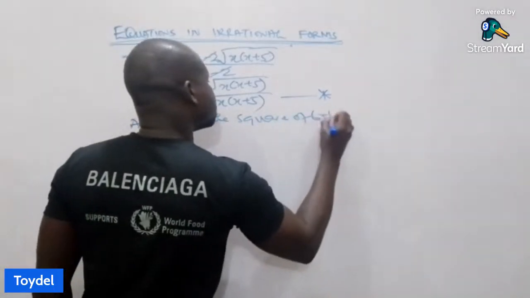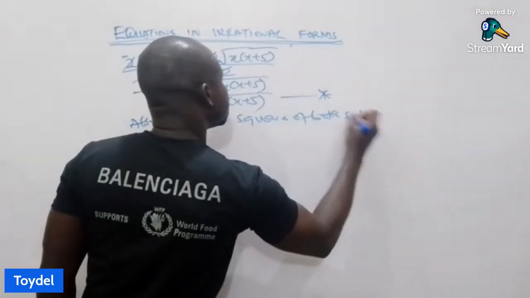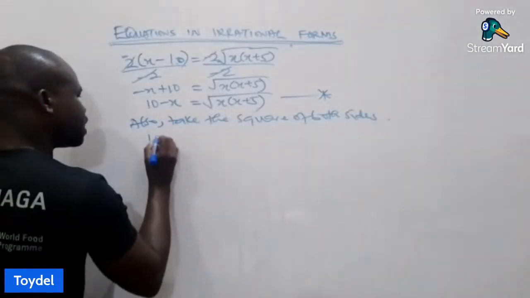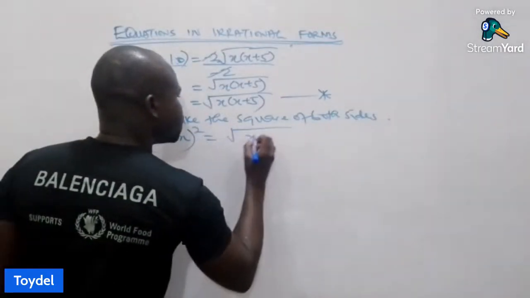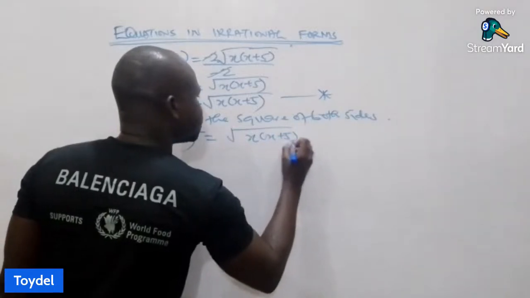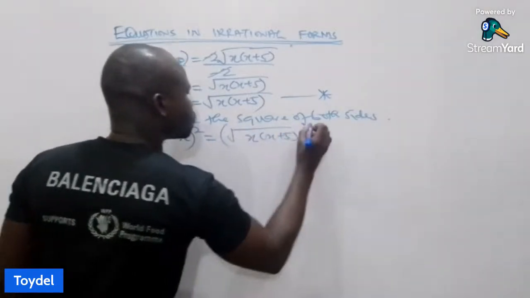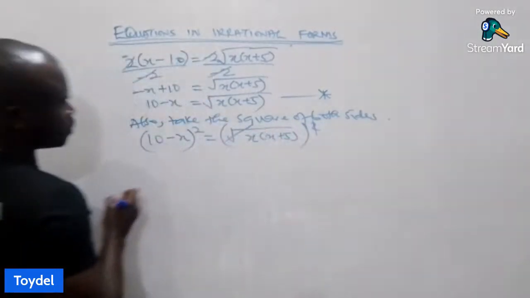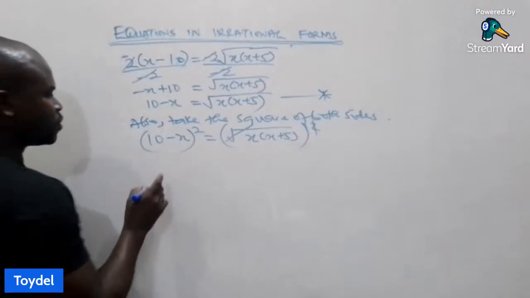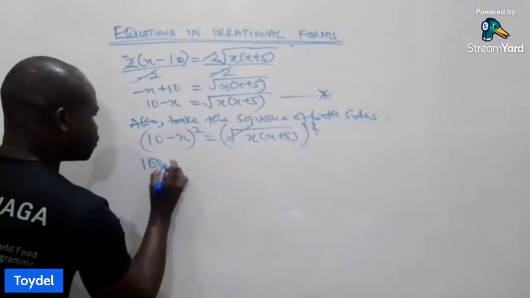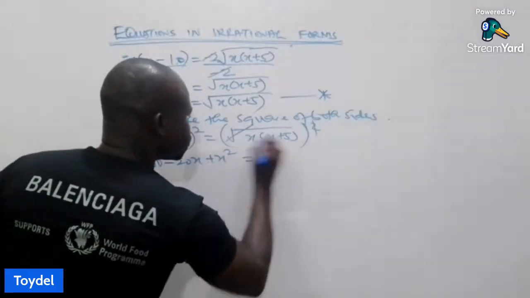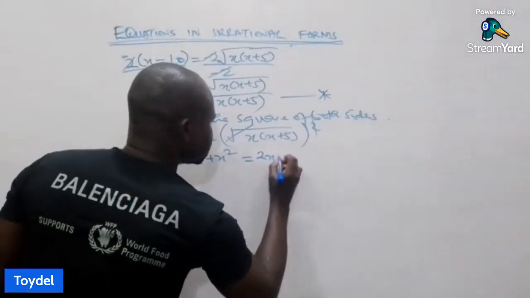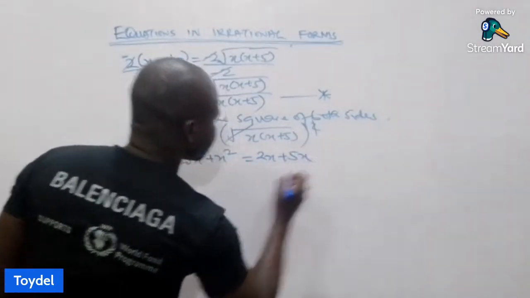So I will also take the square of both sides. Then I'm going to have 10 minus x all squared to be equal to square root of x into bracket x plus 5 all squared. So square can take care of square roots. Square will cancel square root. Then if I open up here, I'm going to have 100 minus 20x plus x squared to be equal to, when I multiply this, x squared plus 5x.